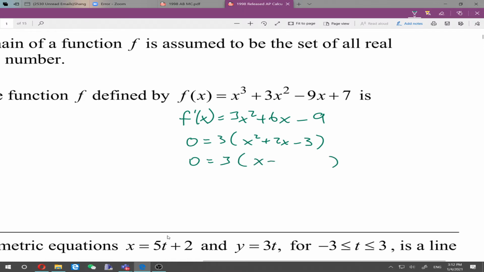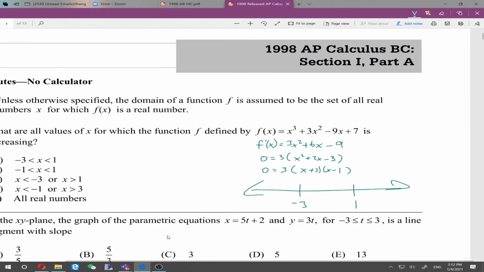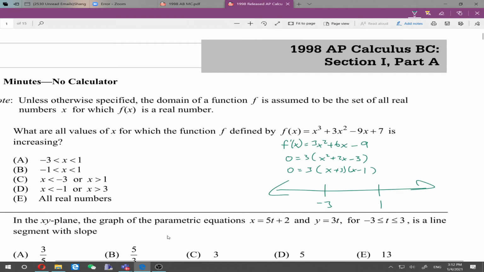This factors as x plus 3 and x minus 1. So in this case, our slope changes at x equals negative 3 and at x equals positive 1. And I can test numbers into our first derivative to figure out whether those are changing from positive to negative or negative to positive. On the intervals where this is positive, should be our answer.